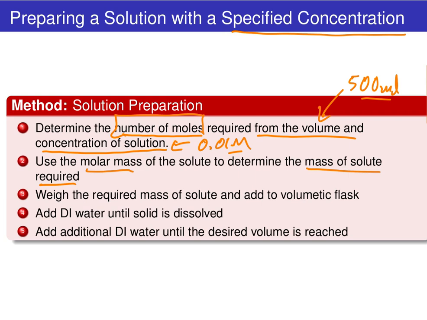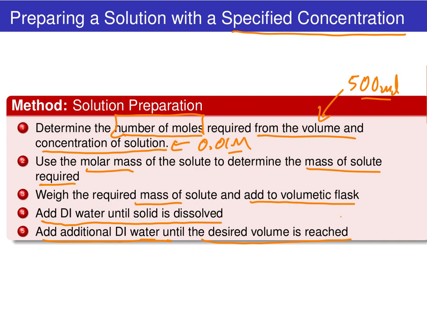So we'll convert that moles to mass, and then, of course, you'll weigh out that required mass, and you'll then add that solid to the volumetric flask first. Okay, so the solid must be added first. Then you'll fill up that volumetric flask using DI water, and you'll basically put a little bit in there, swish it around, wait for that solid to dissolve.